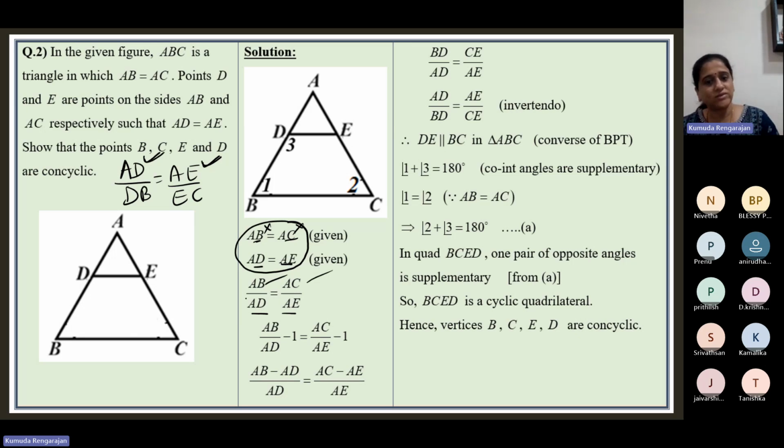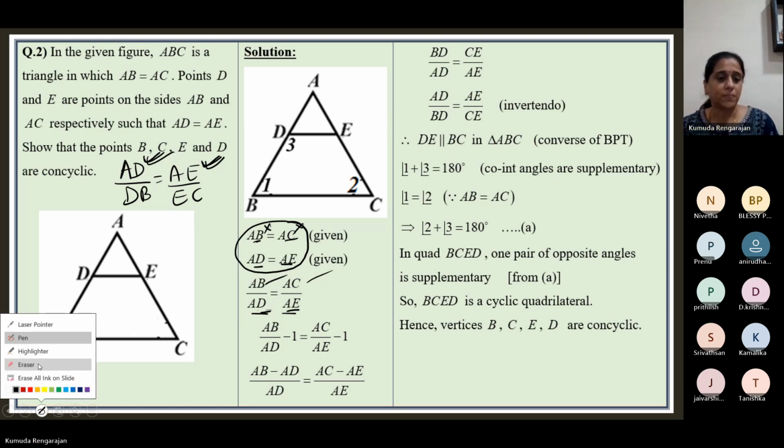Let them go away. So put them in the numerator. What you want, AD and AE, right? Keep them in the denominator, AD and AE. They won't change. When you add or subtract one on both sides, they will not change. So that is the idea.